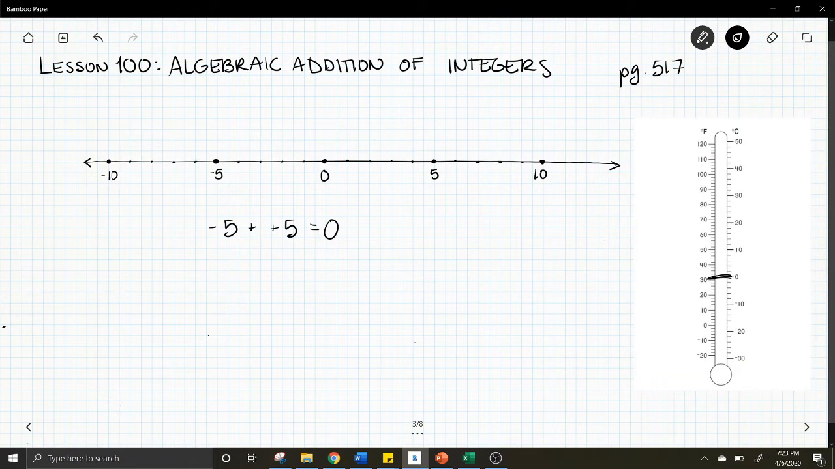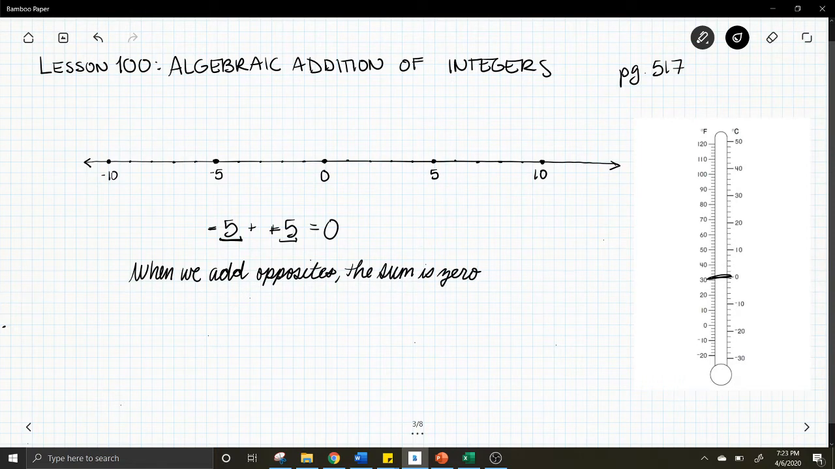And opposite just means the same integer, just with the opposite sign. So if it's negative, the opposite would be positive, but the integer or the whole number is the same. So if you wanted to write that somewhere, when we add opposites, the sum is 0, and I'll write it here. When we add opposites, the sum is 0. Okay, take a second to write that down.